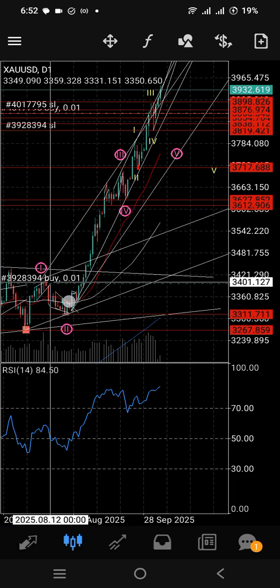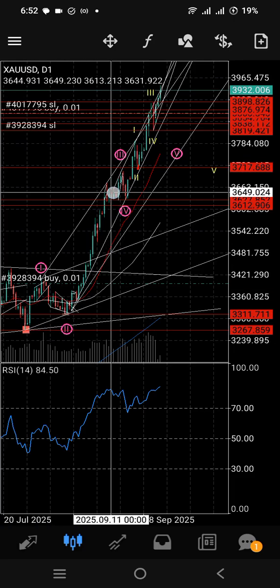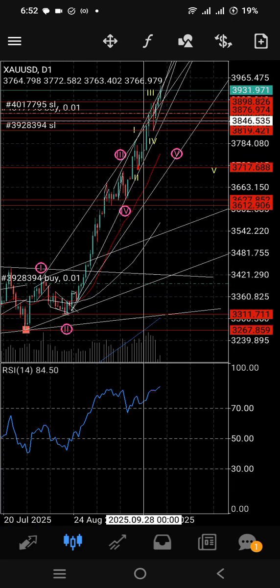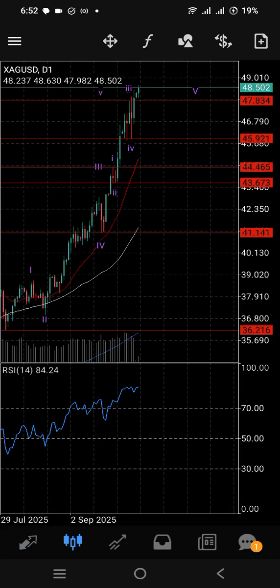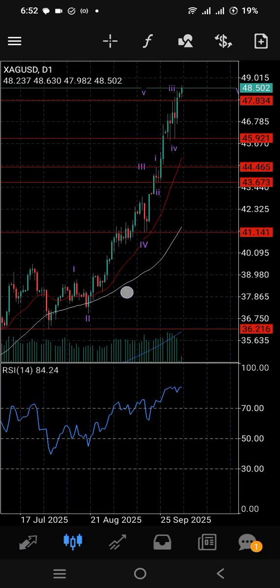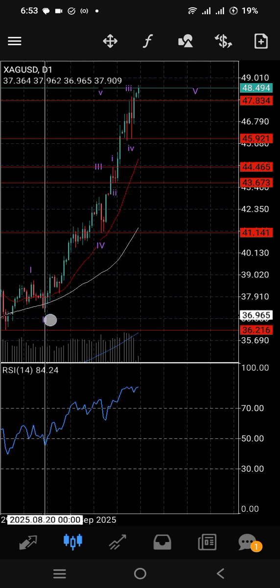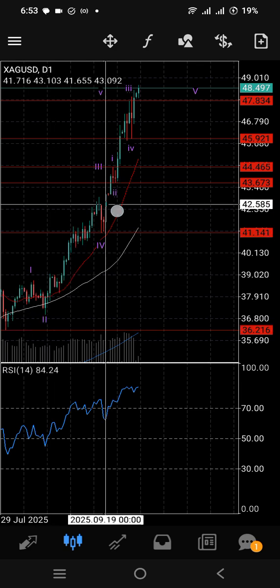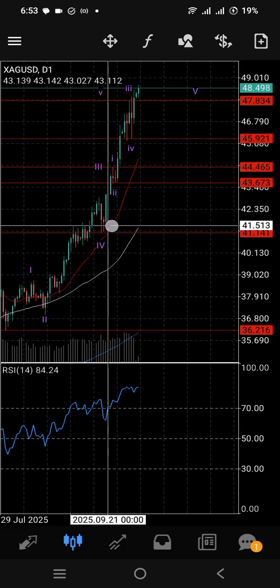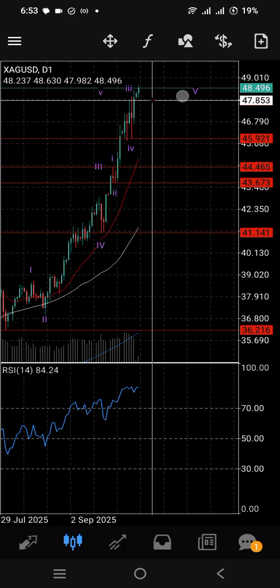So I am seeing a 1, 2, 3, 4, and then we are currently in a 5, and this is backed up by what silver is showing on its own chart. So that's here 1, 2, and then a 1, 2, 3, 4, 5, and then a 4, and then we're going for that 1, 2, 3, 4, 5 in a 5th wave extension.